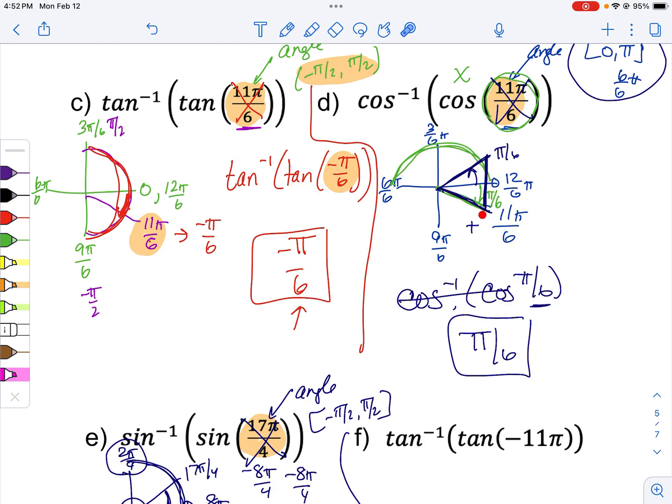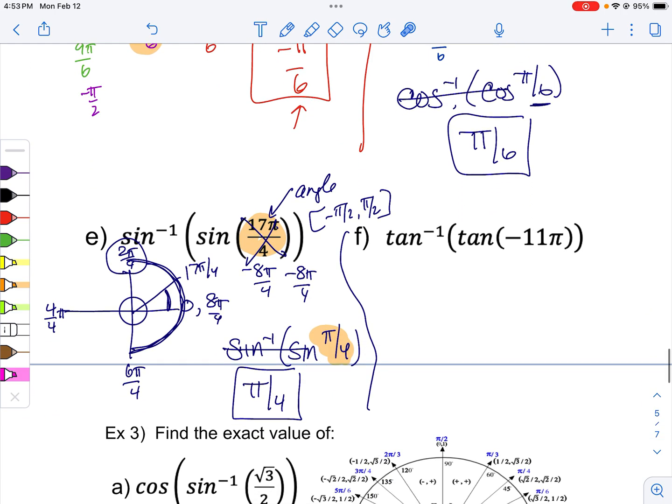So we had to find an angle that had a similar or an identical cosine value in that restricted area, which was in this case pi over 6. All right, so let's take a look at this last one.